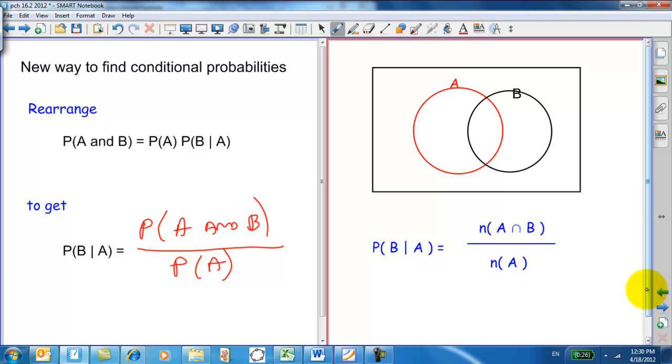Visually, we can look at the number of elements in the overlap here. So this is the number in the intersection right here, like this, and divide it by all the elements in A, which is the big circle. Like that. That's our conditional probability.